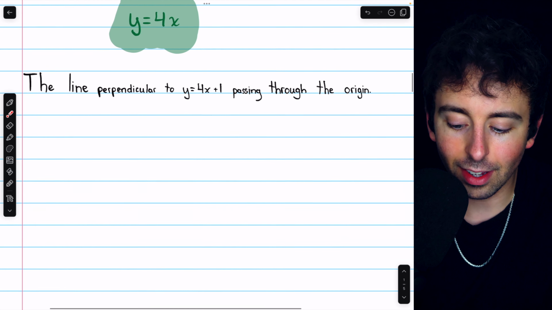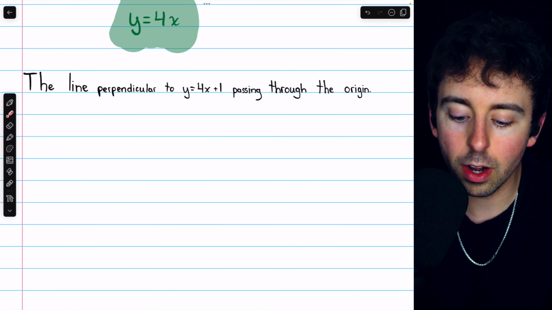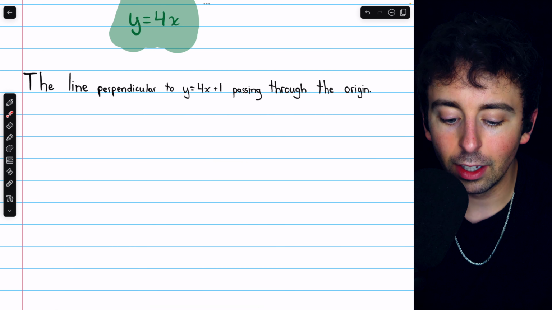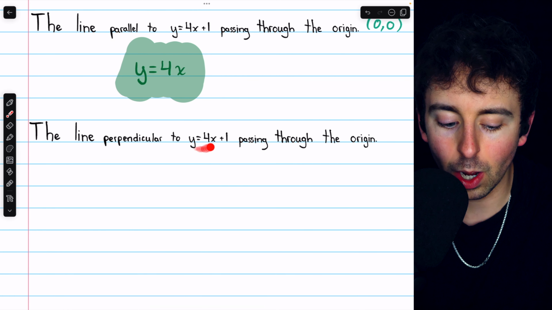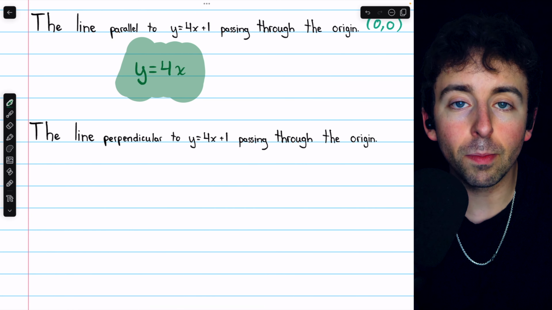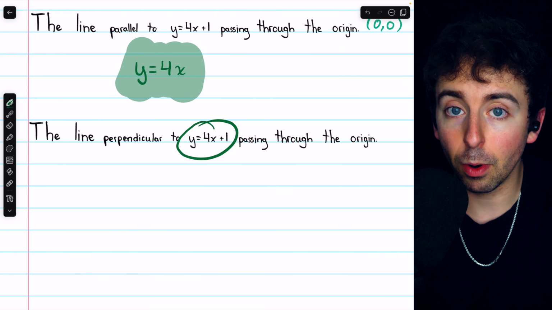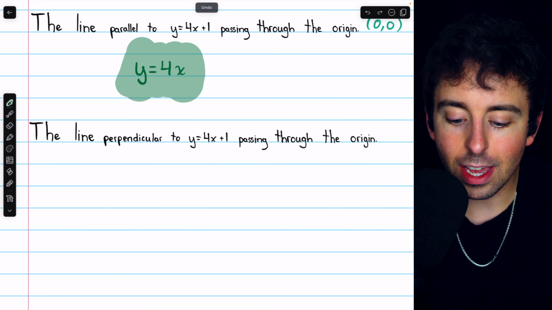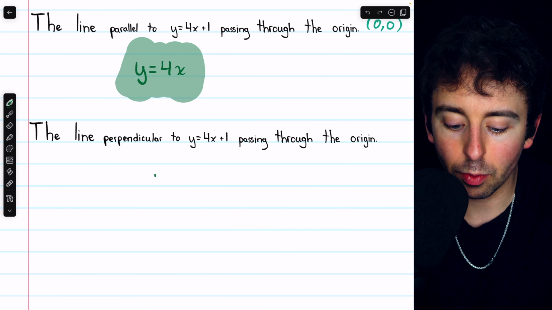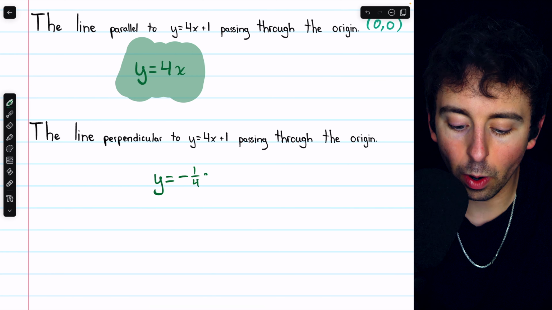The last exercise is similar. We're writing the equation of the line perpendicular to y equals 4x plus 1 passing through the origin. So the only difference here is that we want the line to be perpendicular to this one. So its slope shouldn't be 4. That's the slope of this line. Its slope, to be perpendicular, should be the negative reciprocal of 4. The reciprocal of 4 is 1 over 4, and so the negative reciprocal is negative 1 over 4.